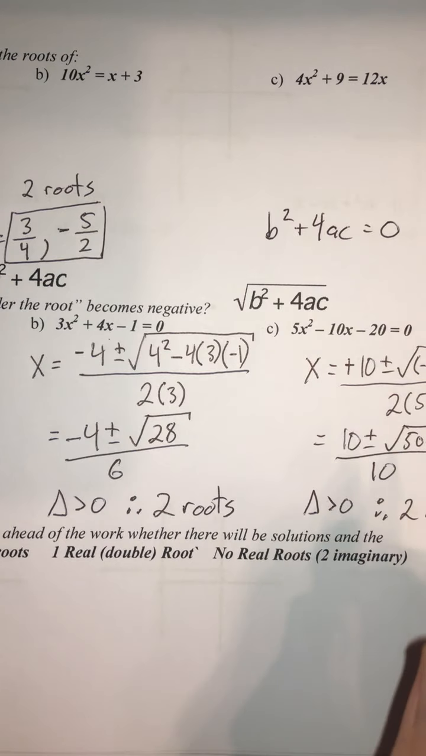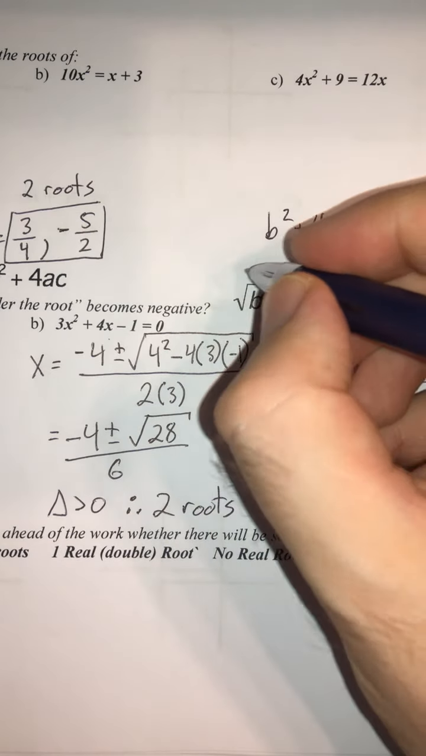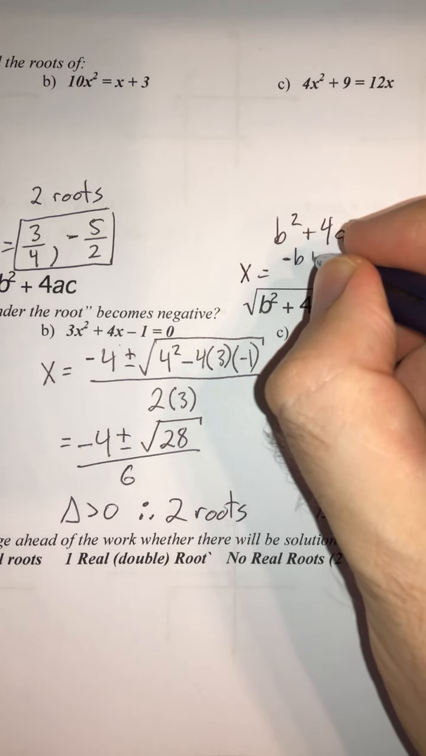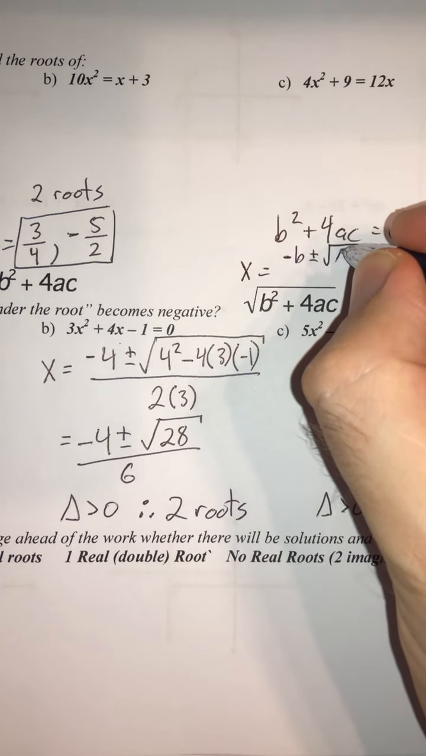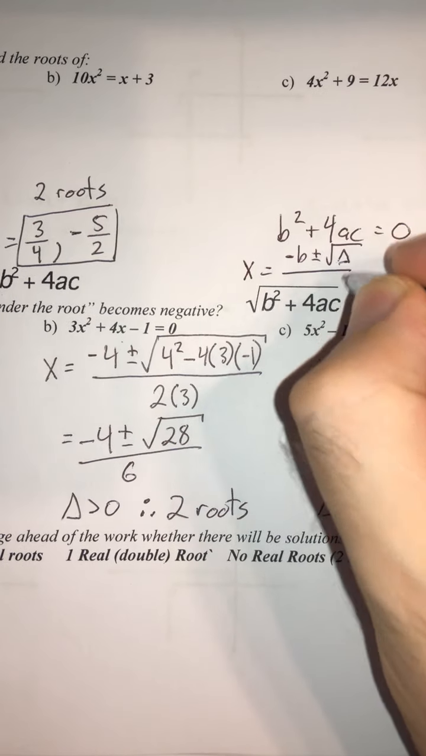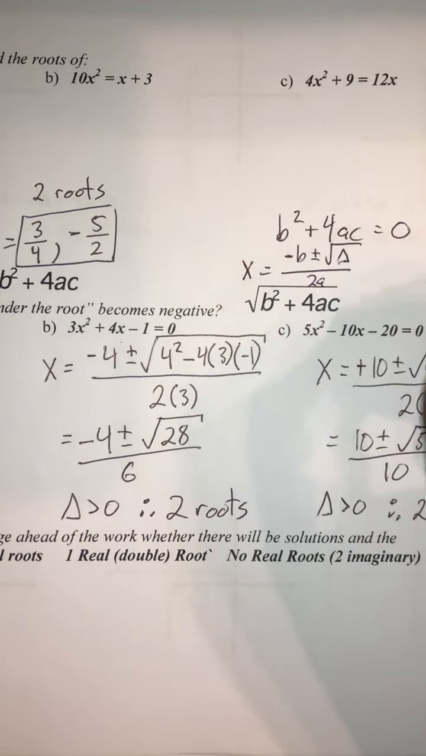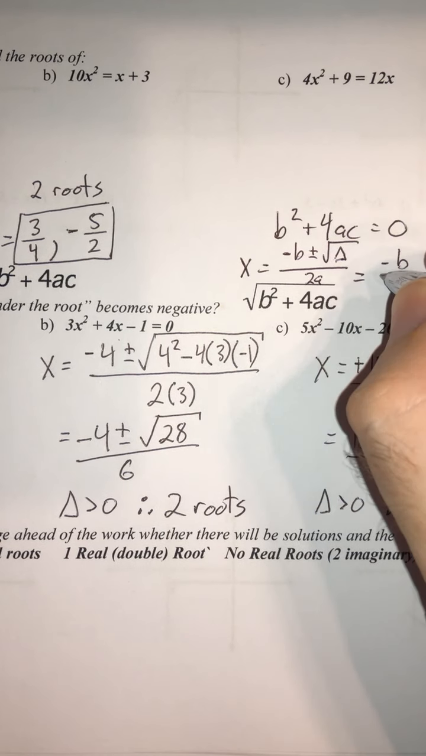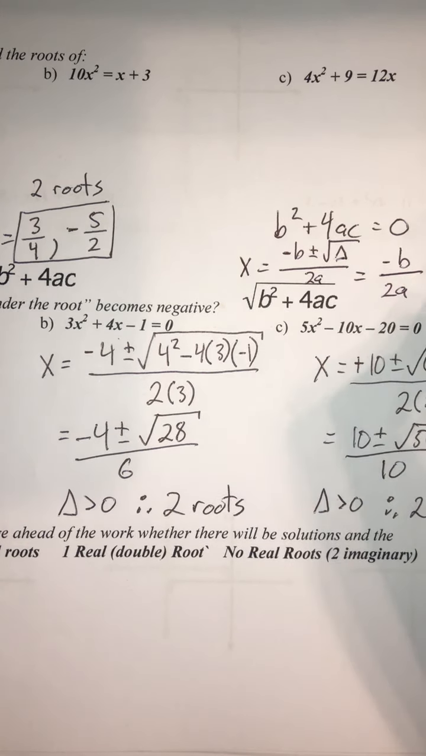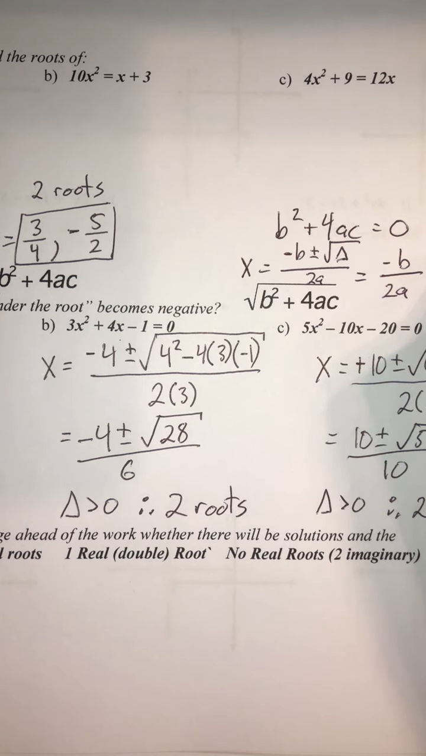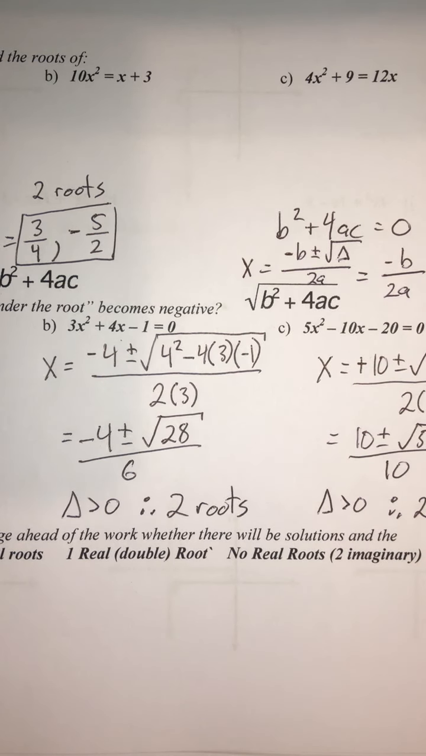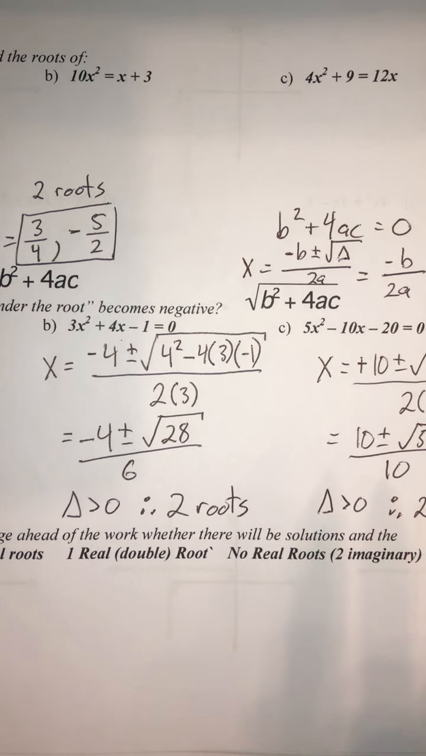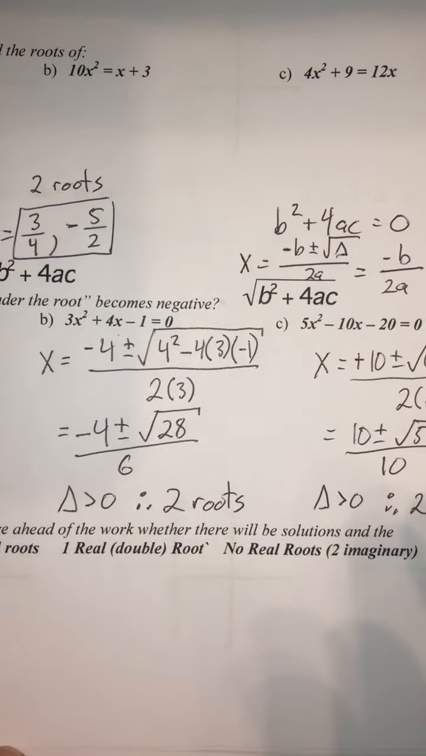If this were to equal 0, when I look at the equation, x equals negative b plus or minus the square root of this discriminant divided by 2 times a. If the discriminant is 0, we would just have negative b plus or minus 0 over 2a. So this would give us only 1 root. That's why if the discriminant equals 0, you'd get just 1 root.